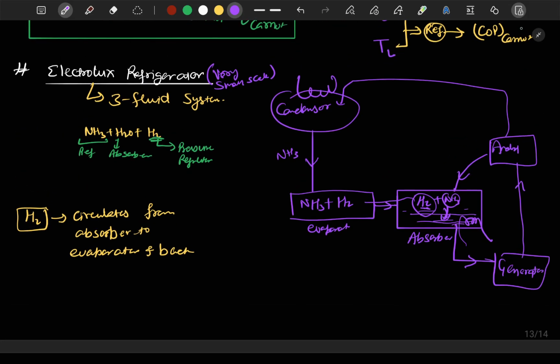So with this we have completed our chapter Vapor Absorption Refrigeration System. And in the next lecture I will be discussing the questions related to this chapter only.